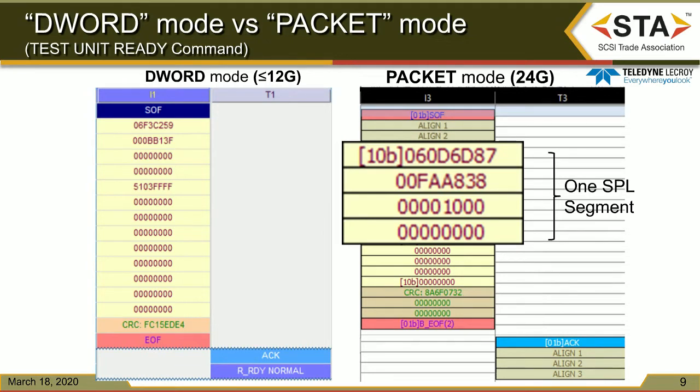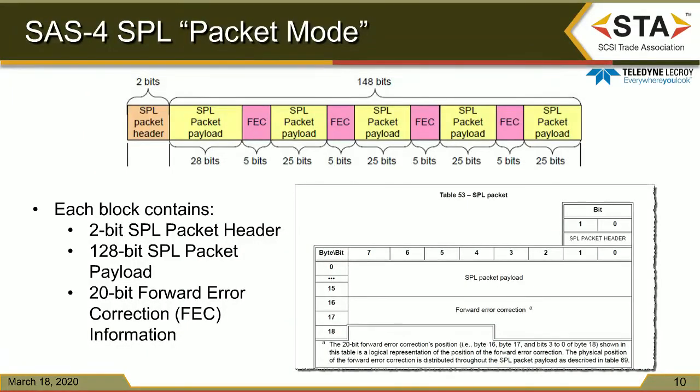This is a test unit ready command viewed in our link tracker with the 24 gig traffic on the right. But you can roughly make out these new 4 D-word SPL structures because of the 2-bit SPL header at the beginning there. So that header is used to distinguish between segments that contain primitives or data.